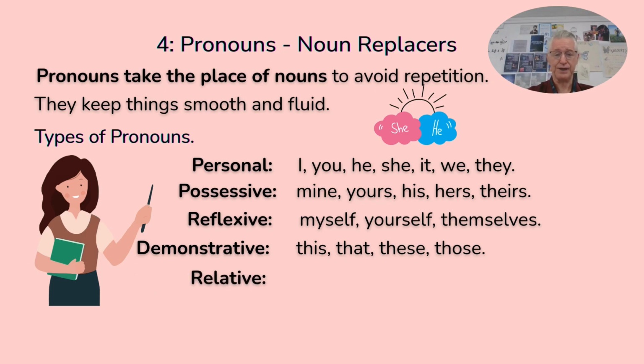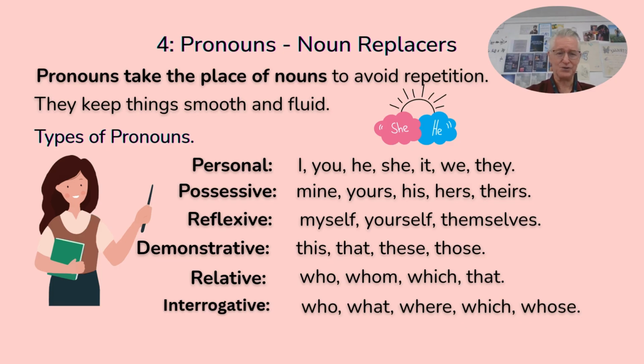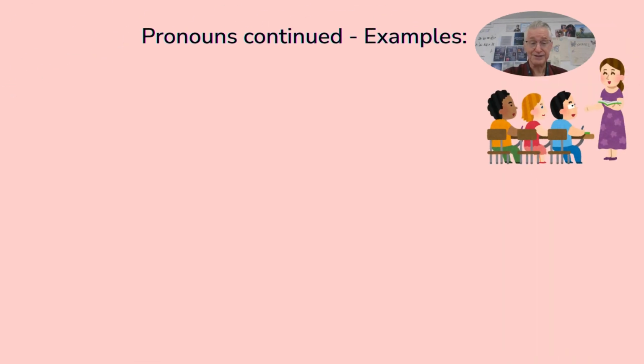Relative pronouns: who, whom, which, and that. And interrogative pronouns. That's when you're asking a question: who, what, where, which, and whose. Let's have a look at an example of each of these pronouns in use.